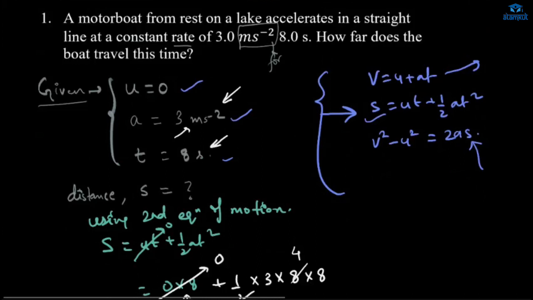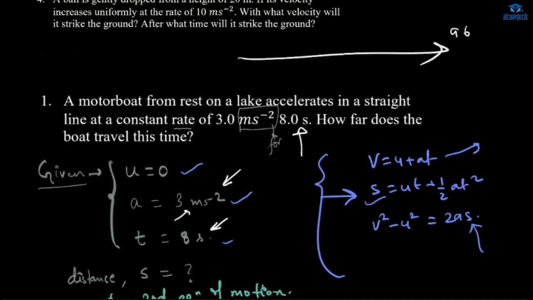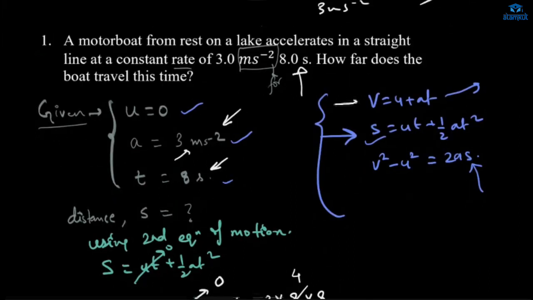So the boat will cover 96 meter in 8 seconds with the acceleration 3 meter per second square. If the question had also asked for the final velocity of the motorboat, we would have applied the other formula as well to find the final velocity.